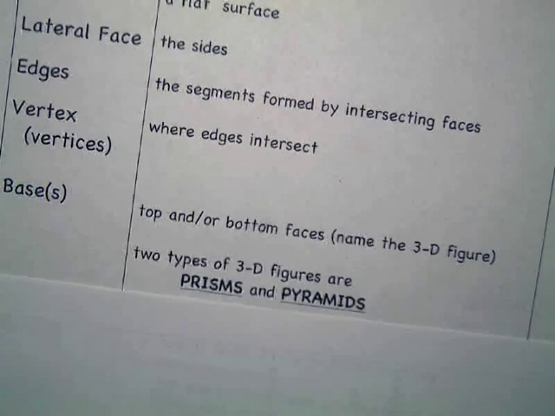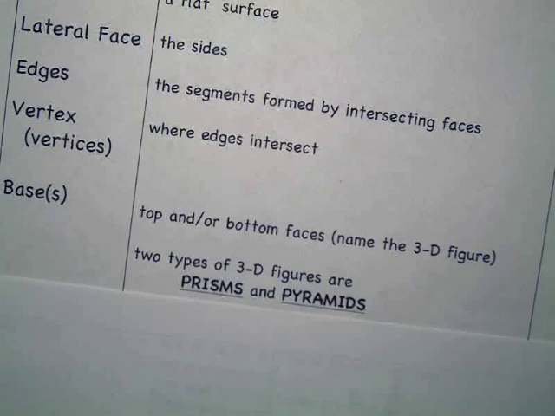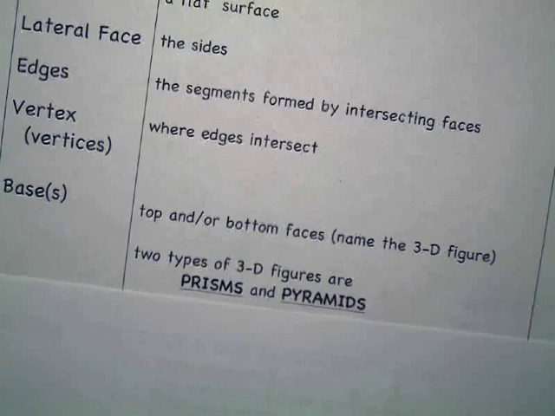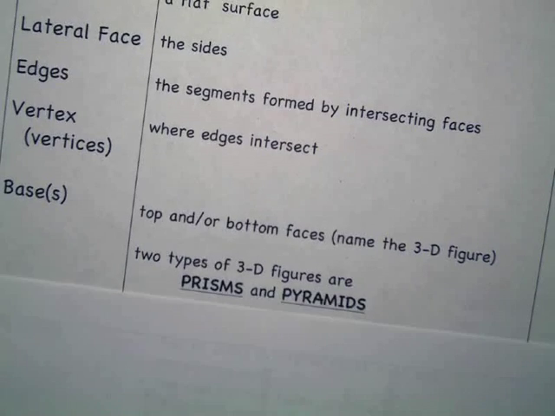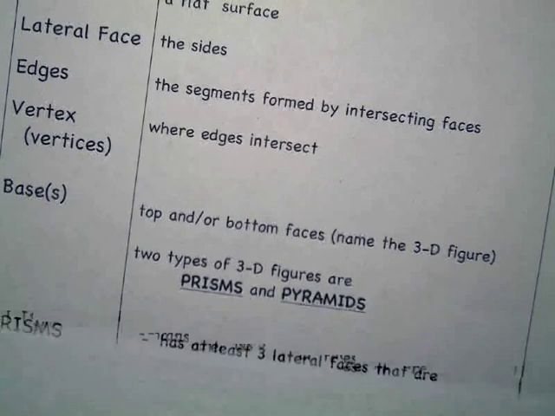We have 2 types of 3D figures. We have prisms and we have pyramids. We also have spheres, but that's in a different part of the video. So prisms and pyramids, let's differentiate the 2.